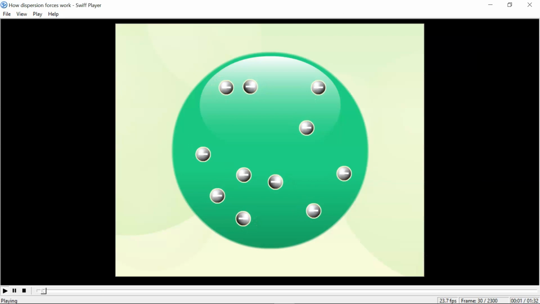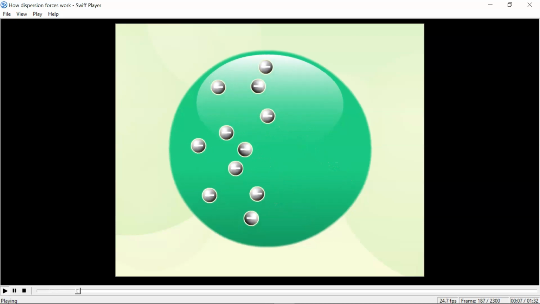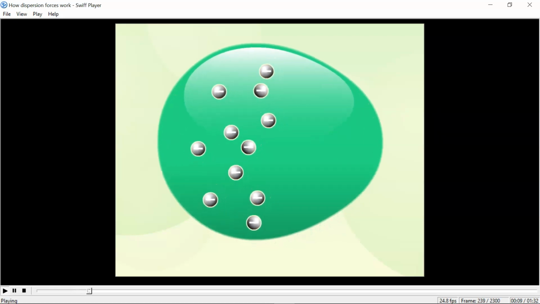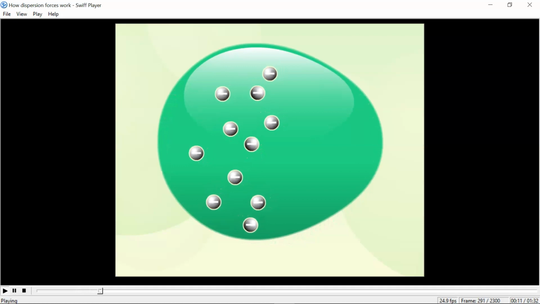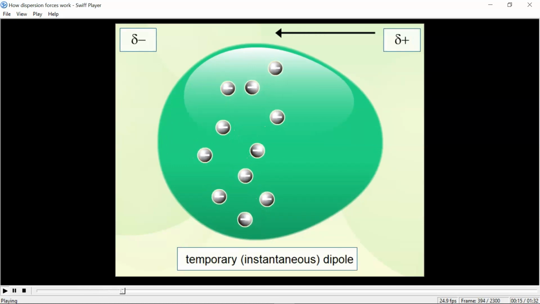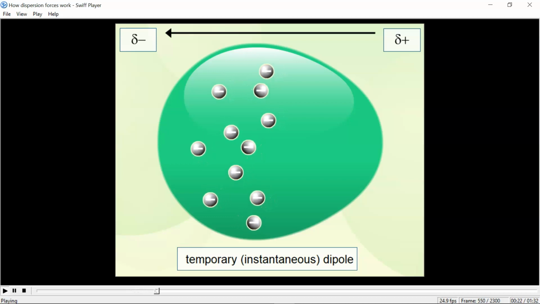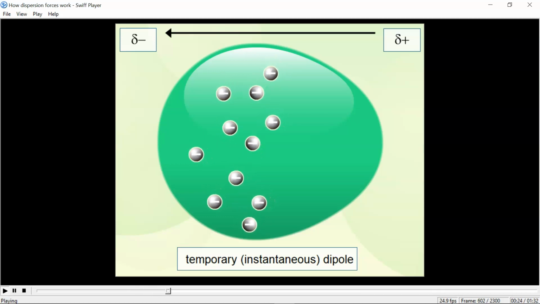The movement of electrons around a molecule is to some extent random. This means that, at a given instant, the electron cloud may be concentrated momentarily at one end of the molecule. This creates a temporary dipole, called an instantaneous or temporary dipole, because it exists only for a very short period of time.